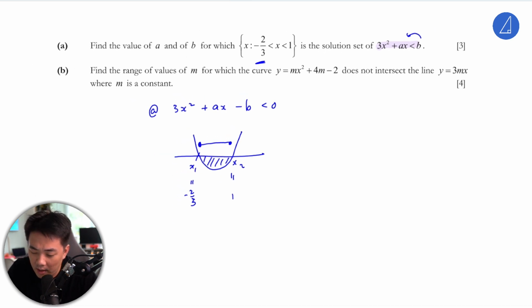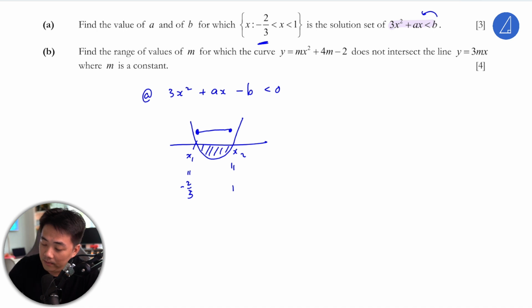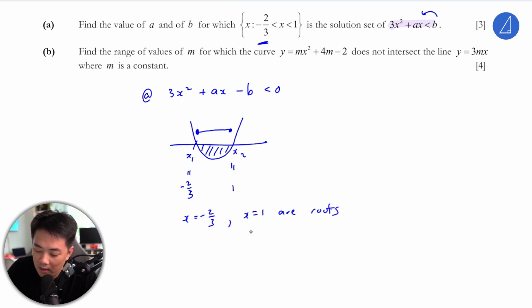What we need to do is actually find the value of A and B. Okay, so what we need to do is just write it down. So we know that x equals minus 2/3 is a root, because the ones are roots. Okay, so this will also mean that 3x plus 2 and x minus 1 are factors.